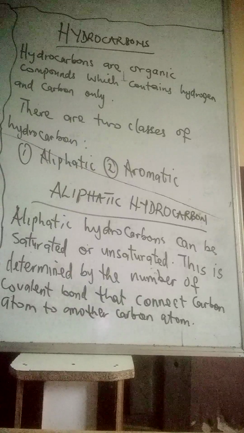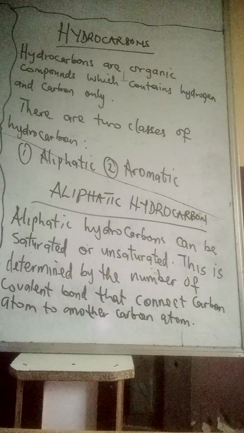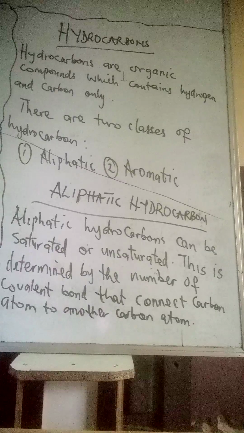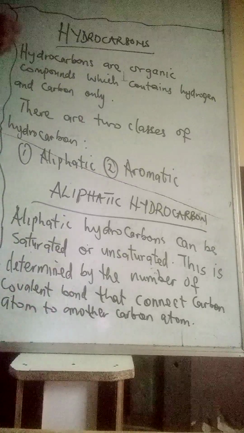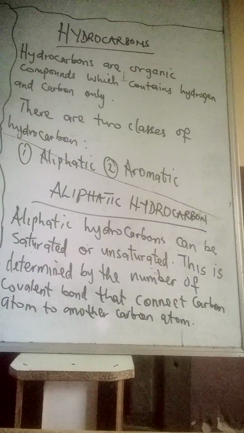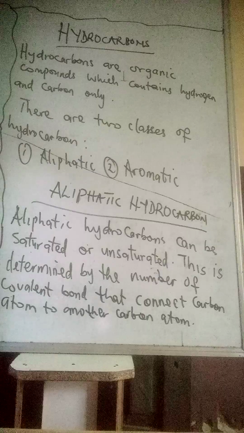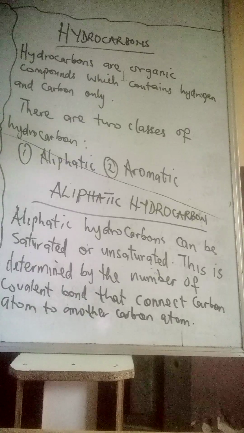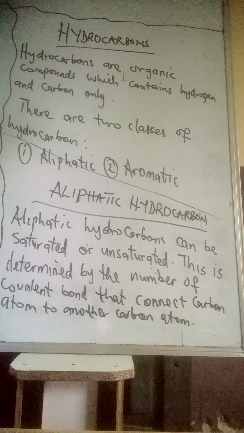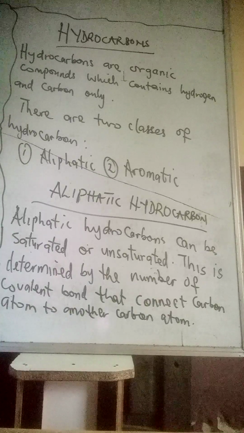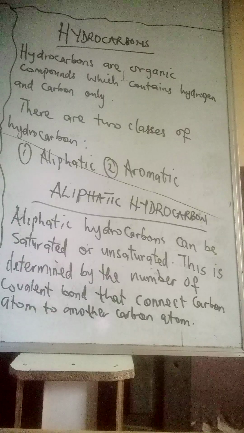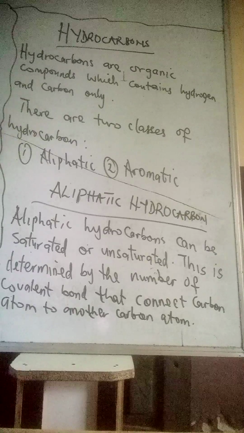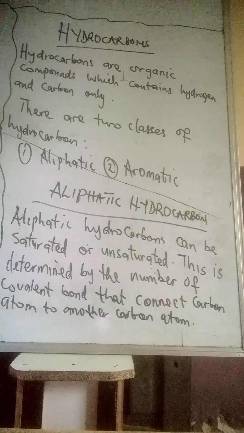Today, we want to have a look at the topic hydrocarbons. What are hydrocarbons? As it is written on the board, and even according to the way the name is coined, hydrocarbons: hydro from hydrogen, then carbon. That means hydrocarbons are organic compounds which contain hydrogen and carbon only. So a hydrocarbon can only be an organic compound, and it can only contain two elements, carbon and hydrogen.